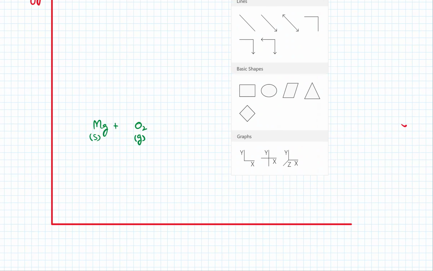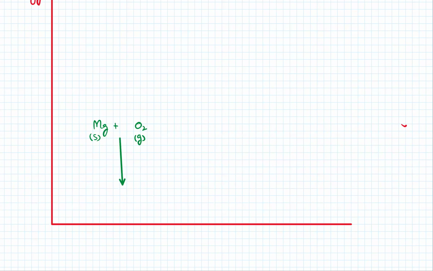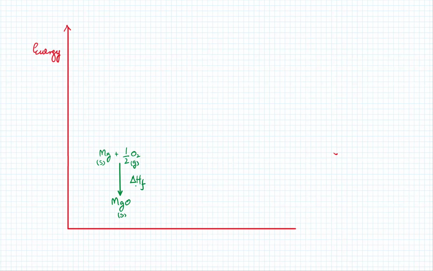And using these two, you form magnesium oxide, which is the ionic lattice, and that's a solid. So the enthalpy change of this reaction is going to be called the enthalpy of formation. And to balance this out, there's going to be half O2 gas.